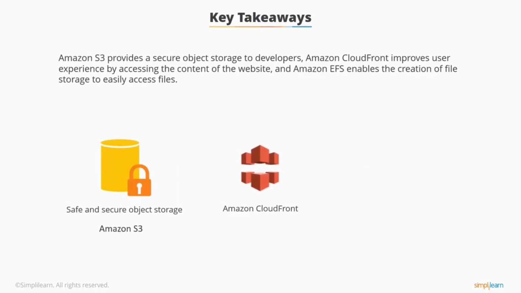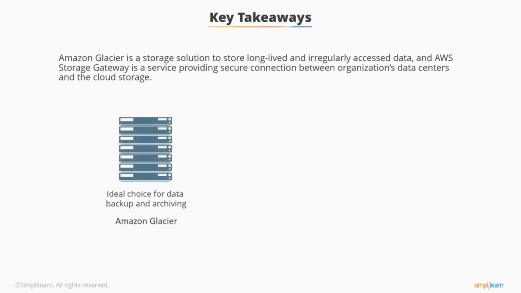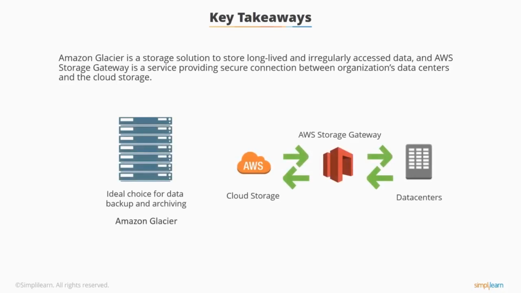Amazon CloudFront helps in improving the experience of users accessing both static and dynamic content of your website. Amazon EFS enables to create and set up file storage to quickly access files. Amazon Glacier is a cost-effective storage solution to store data that is long-lived and irregularly accessed. AWS Storage Gateway is a service that provides seamless and secure connection between your organization's on-premises data storage devices or data centers and the cloud storage.